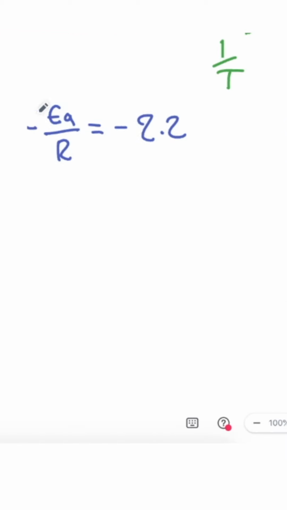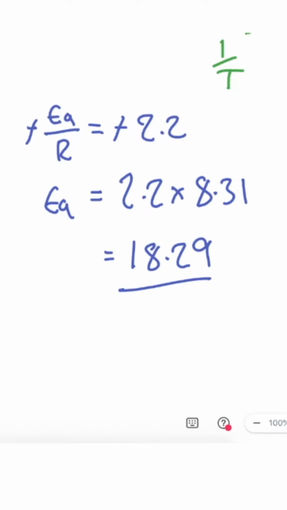And if the gradient is -2.2, we can say that -Ea/R is equal to -2.2, and we can rearrange that to find what Ea is. So that would be 2.2 times 8.31, which gives you an answer of 18.29 joules per mole.